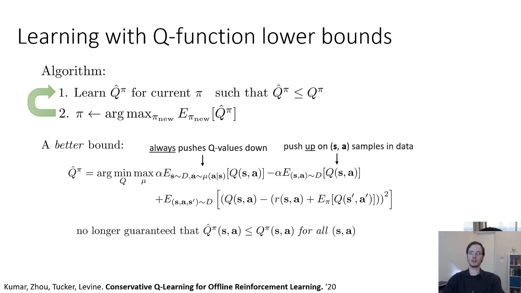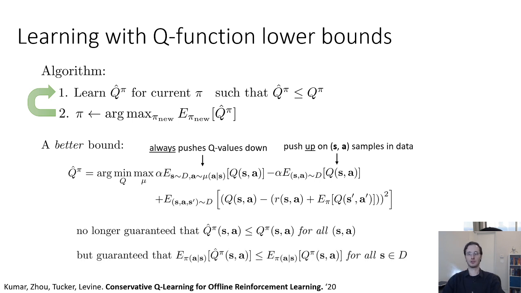Now, you're no longer guaranteed to have a bound for all state-action tuples if you do this, but you are, it turns out, still guaranteed to have a bound in expectation under your policy. So the expected Q value under pi for Q hat will still be less than or equal to the expected value under the true Q function for pi for all the states, provided that alpha is chosen appropriately, of course.